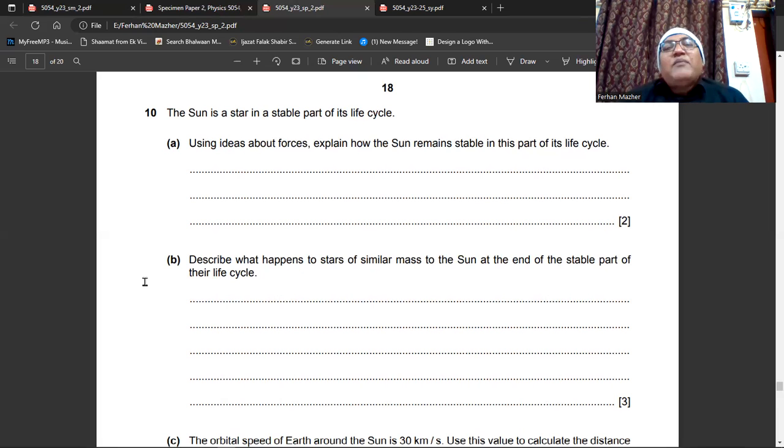Use ideas about forces to explain how the sun remains stable in this part of its life cycle. The sun has an enormous amount of gravity, which is trying to shrink it, and due to the fusion, high temperature and pressure, that energy is in the outward direction. So that is the balance between these forces, and the sun is in a stable condition.